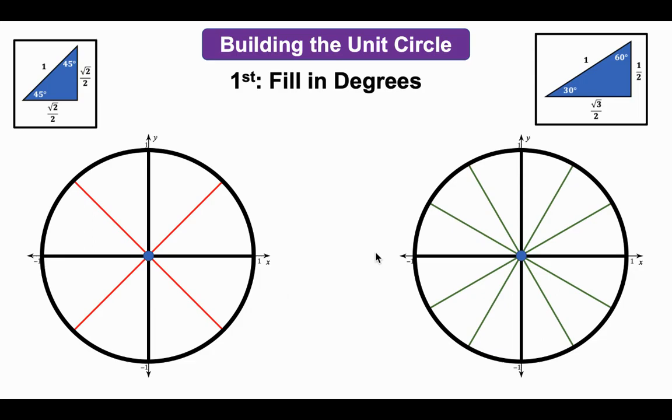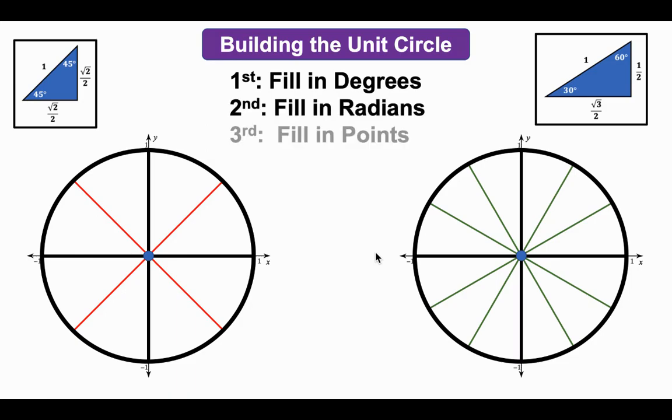All right, so here's usually the steps I do it in. And different teachers teach this differently, but this is what helped me memorize it. First, I fill in the degrees. Second, I fill in the radians. And then third, I fill in the points. All right, and so it's a three-part process. And here's the points that I need to fill in at the very end. And then after all this, I'm going to show you how to actually use the unit circle. It's kind of pointless to build it and never know how to use it.